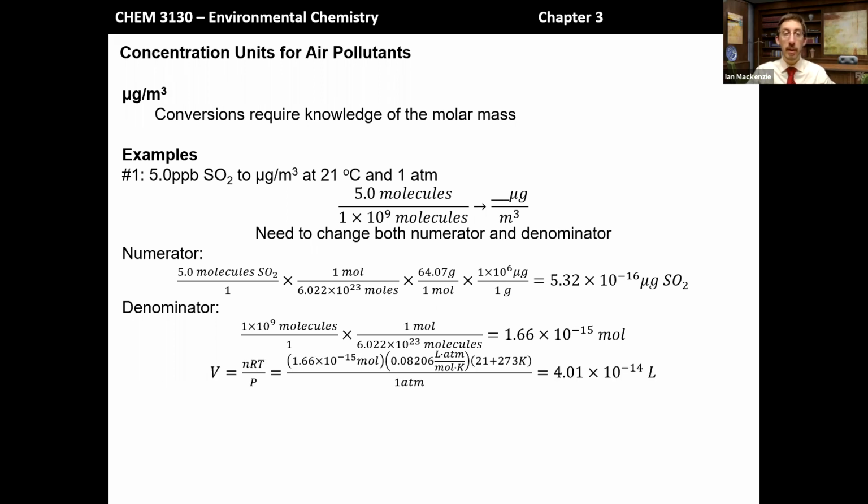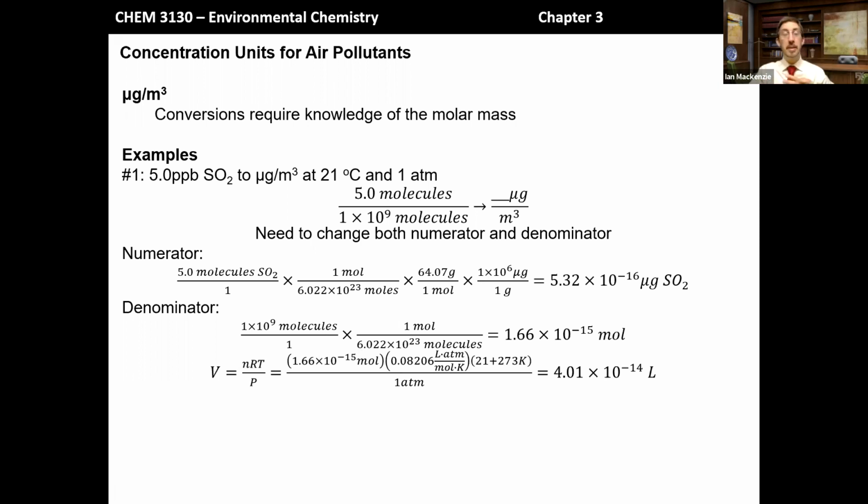Then with the ideal gas law rearranged to solve for volume, I simply substitute in the number of moles, the gas constant, the temperature converted to Kelvin, and the pressure, and I come out with 4.01 times 10 to the minus 14 liters. So an extraordinarily small amount there. But I'm not done. I need to convert from liters to cubic meters.